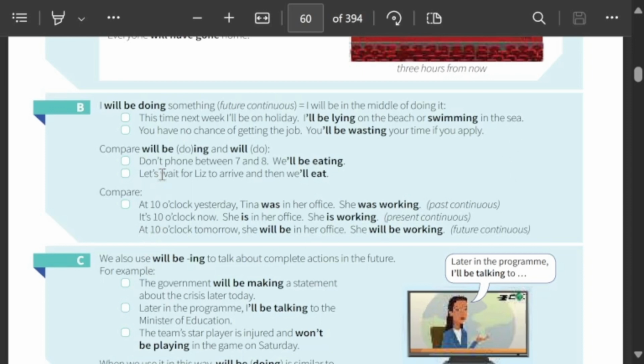Second example, you have no chance of getting the job. You have no chance. You see? You have no chance. What tense is this? You have no choice. Present simple. You have. Yes, you have no chance.